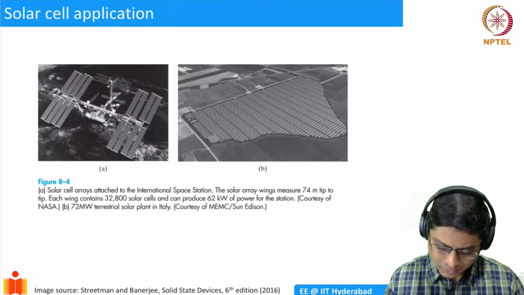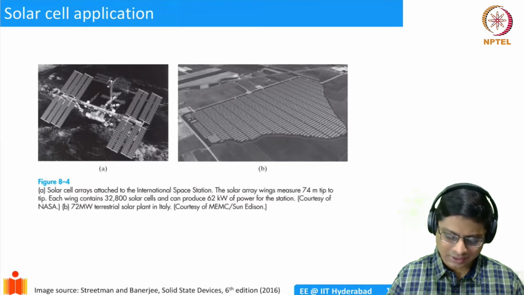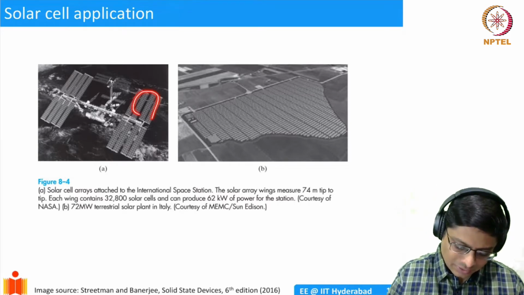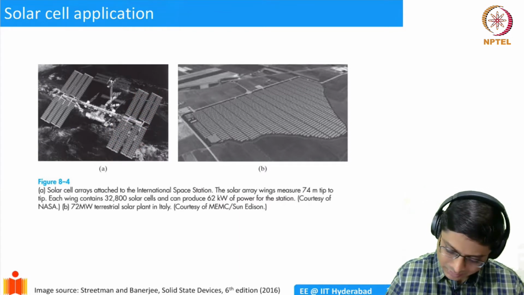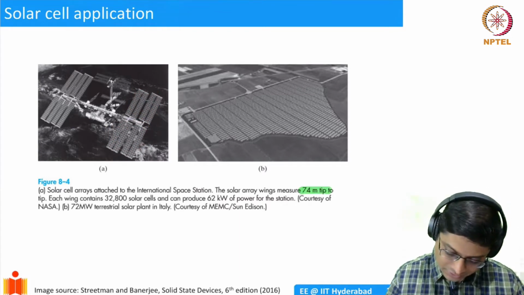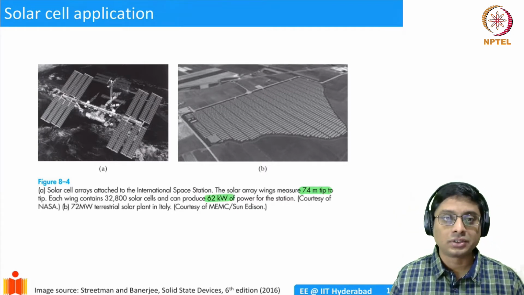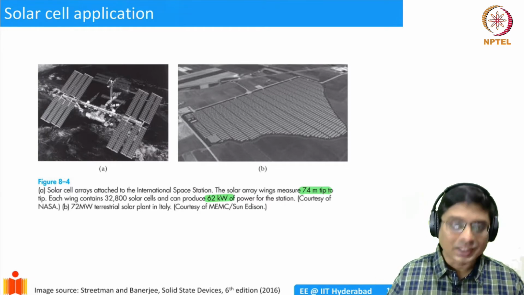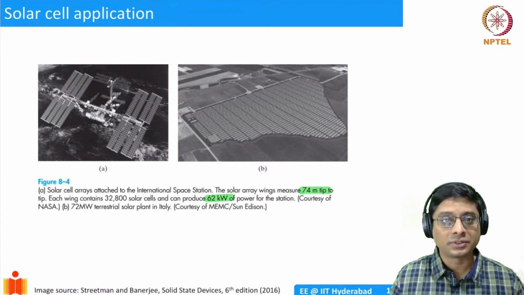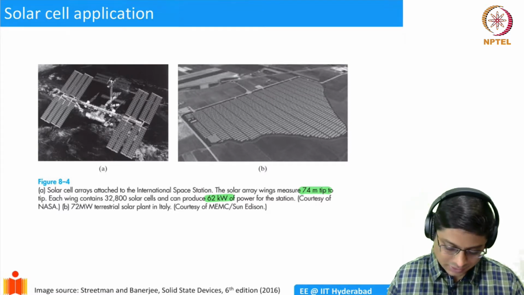So there are a couple of images. The first one is of the International Space Station. The arrays that you see here, these are panels of solar cells. They're large arrays, about 74 meters, as mentioned in this caption, and they generate about 62 kilowatts of power, which is a very large amount of power. A typical home might have about 5 kilowatt of power, so about 12 times larger. It's a large amount of power that we're generating, because you need to run the space station and you need this much power. There's no other source there in the space.